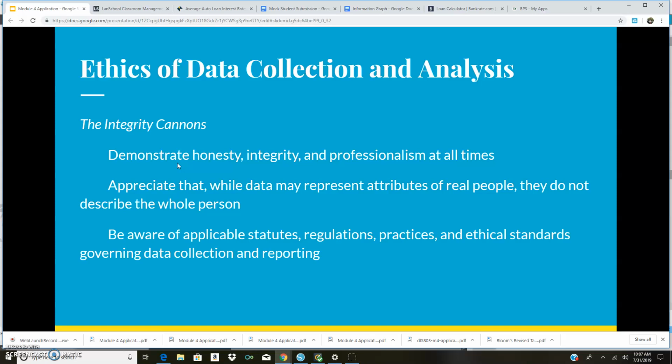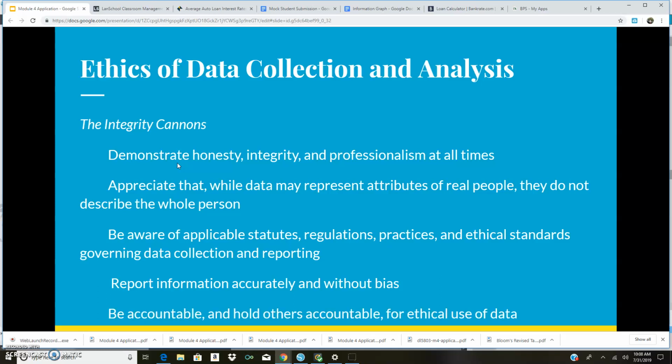Be aware of applicable statutes, regulations, practices, and ethical standards governing data collection and reporting. Ignorance of the law does not excuse breaking it. Report information accurately and without bias. It is vital for data to be useful that it is accurate and unbiased. Be accountable and hold others accountable for ethical use of data. This goes back to the first canon and should be an institution-wide expectation.